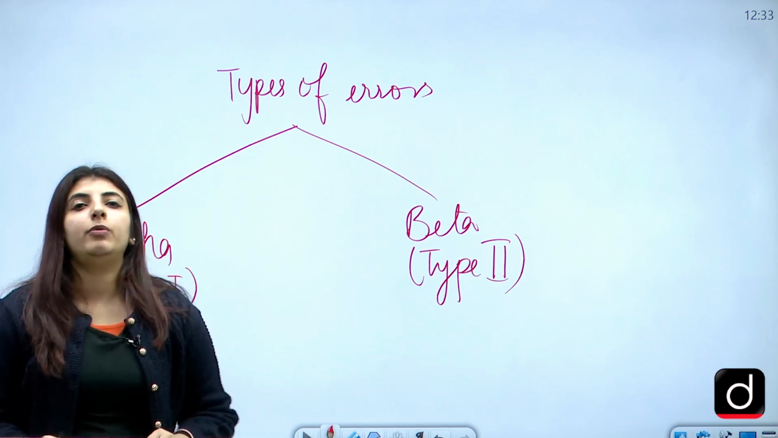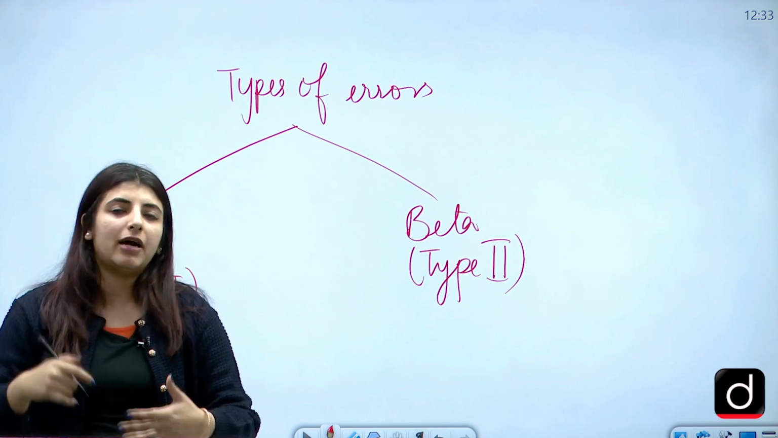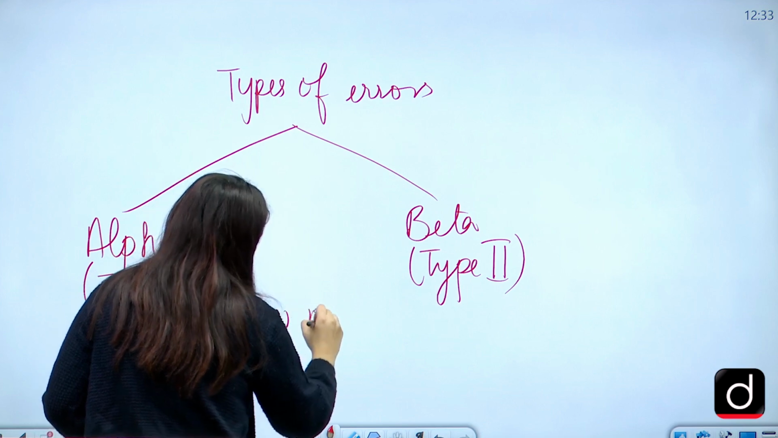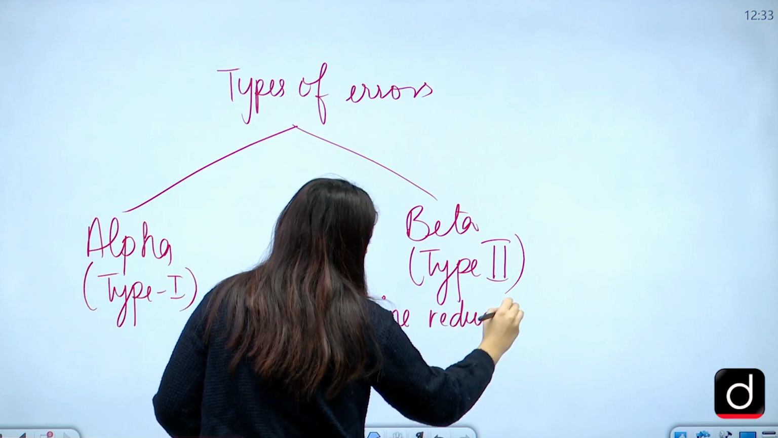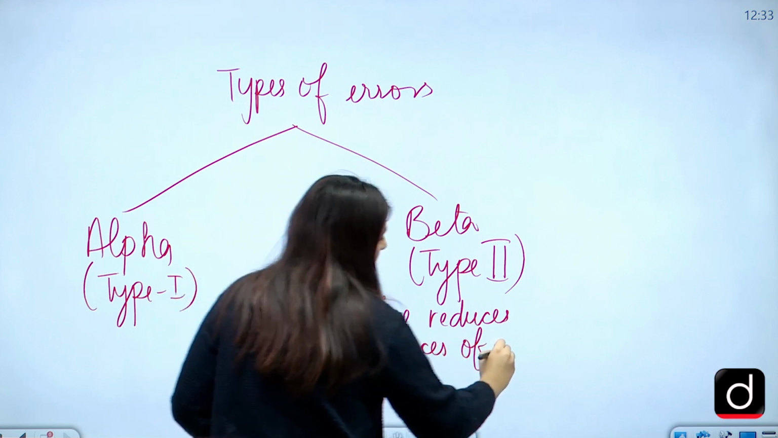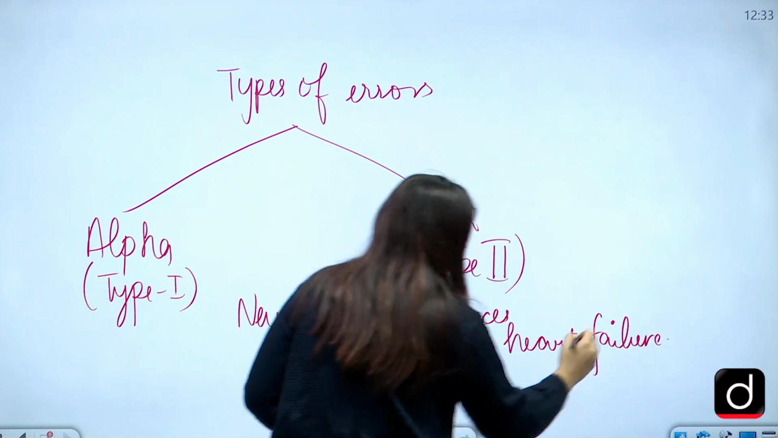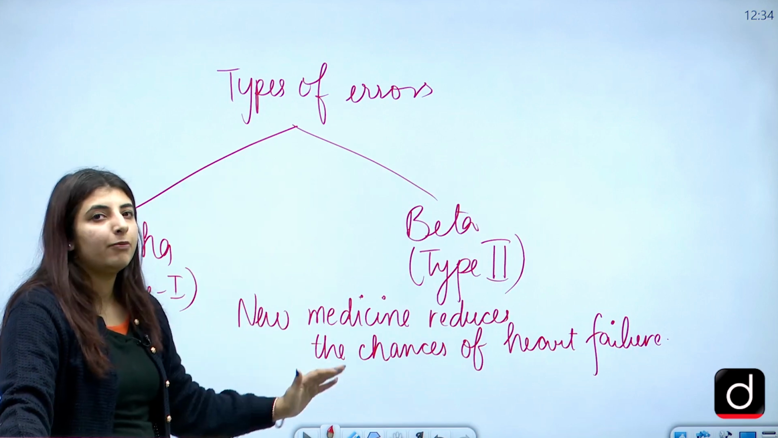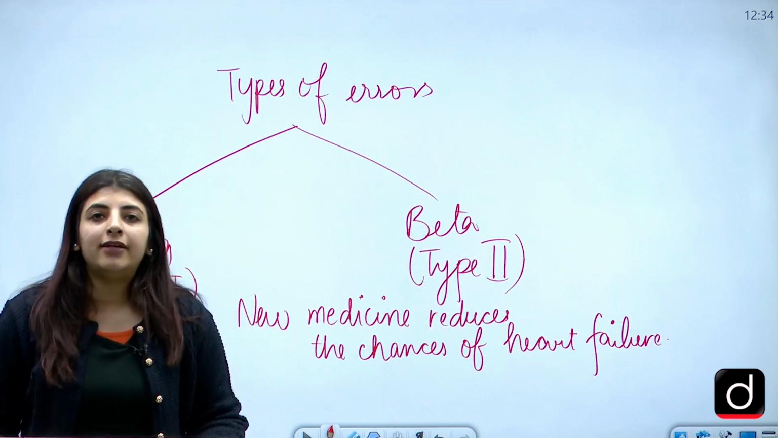I have a quick question for you before I end this video. I have made a hypothesis which says that a new medicine reduces the chances of heart failure. Correct? So comment down below and let me know, what do you think would be the null hypothesis and what would be the alternative hypothesis, so that I can know that you have understood this concept really easily.